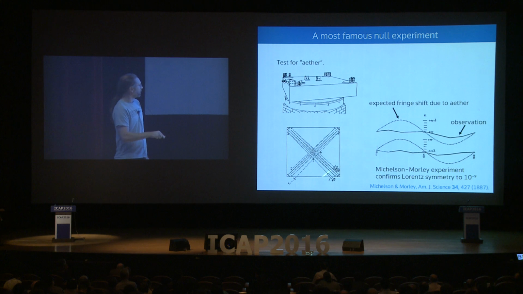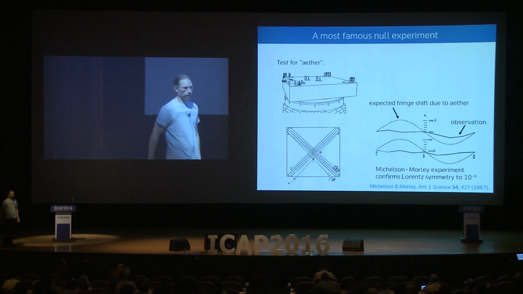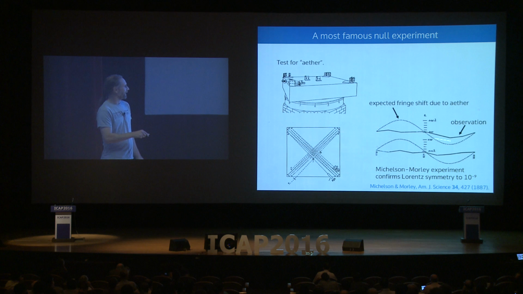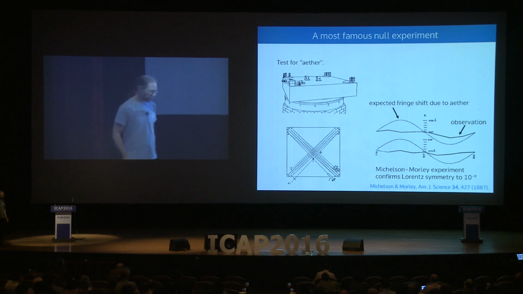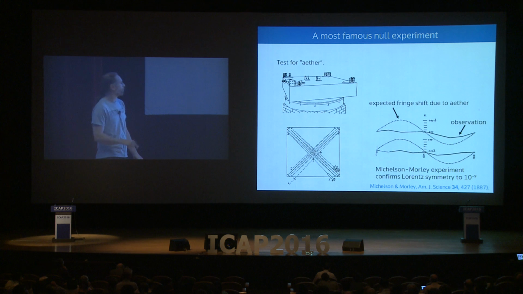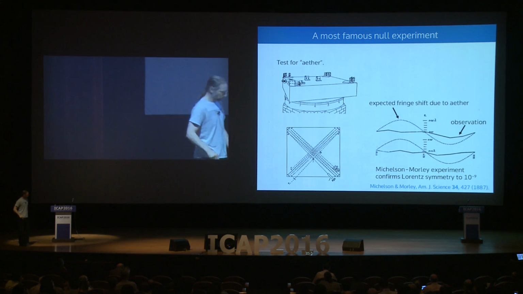They adjusted the interferometer carefully and then rotated it and looked whether the constructive interference stayed there. And what we know is that they didn't see any change of the interference, any shift, and from this we can conclude that Lorentz symmetry is already maintained at the 10 to the minus 9 level.